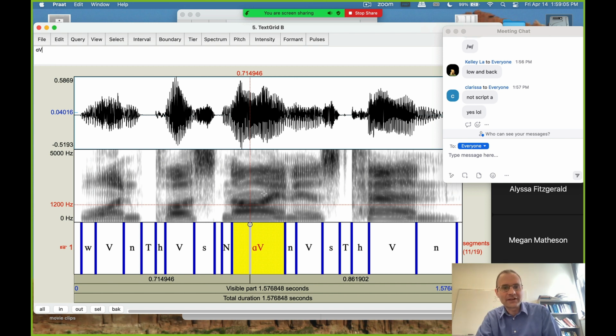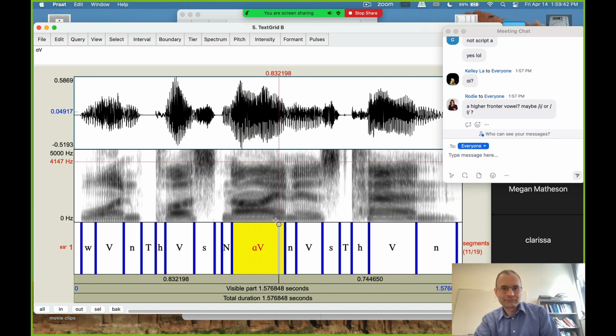And what's the second half of this? So F1 goes down, F2 goes up. We're starting low and back, but we shift in a different direction. Where do we go for the second half of that? F1 goes down, F2 goes up. A higher frontal vowel. Yeah.